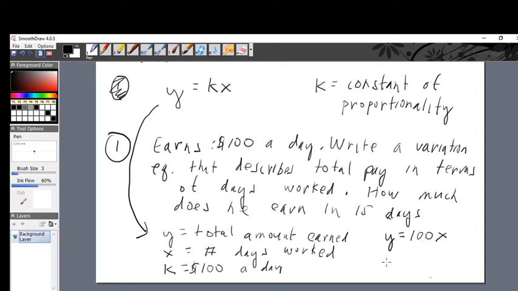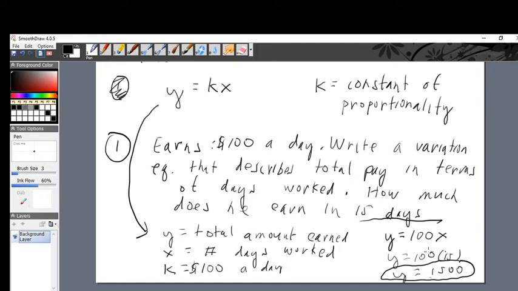That's the constant. So are we looking for 15 days? Is that the y or is that the x? Well, we described it here: x is the number of days worked. So replace x with 15. Y equals 100 times 15. Y equals 1500, and that is how much he can expect for 15 days of work. This is a case of direct variation.